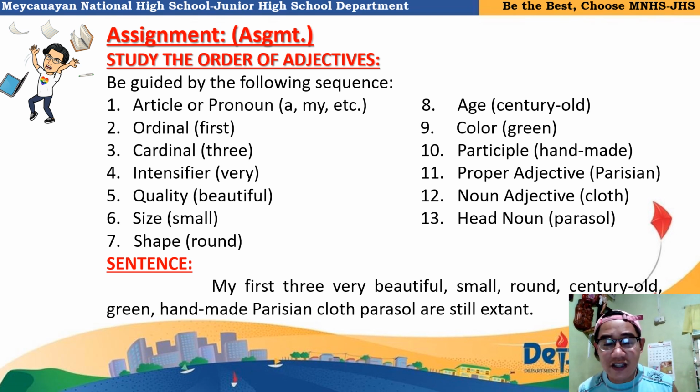Okay, so again, for the last time, as part of our assignment for our next meeting, we have the sequence for the order of adjectives: article or pronoun, then ordinal, cardinal, intensifier, quality, size, shape, age, color, participle, proper adjective, noun adjective, and head noun.